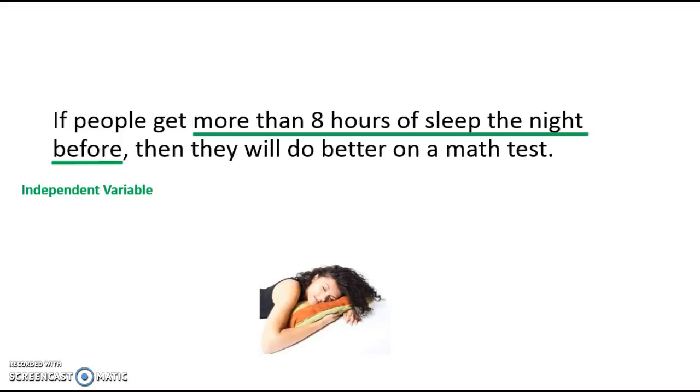Next, we can look at the then statement for our dependent variable. In this case, we have then they will do better on a math test. What are we measuring there? Yep, score on the math test. One final suggestion when writing a hypothesis is to keep it to one independent and one dependent variable per hypothesis.